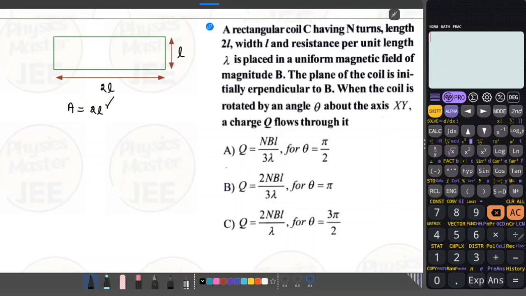Area is 2L square. Initially this plane is perpendicular to the magnetic field. That means the plane is perpendicular, so the area and field are parallel. Let's say this magnetic field is into the board, and the area is also inward. Now the initial flux can be written as B into area, because they are in the same direction. So B into 2L square. That is the initial flux.